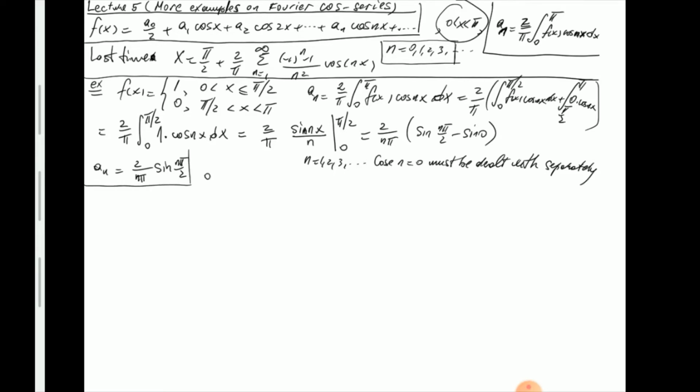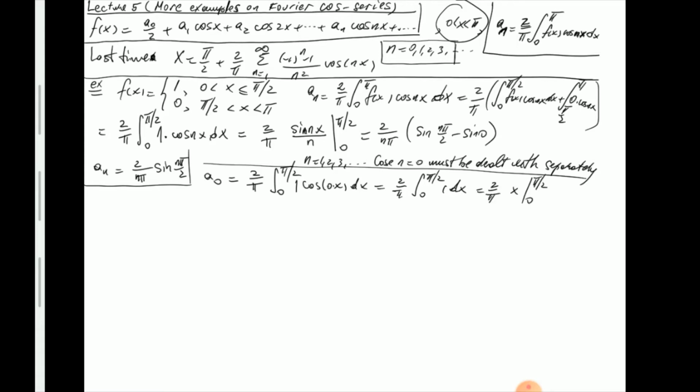So we save this for later, and now a naught, going all the way back to the original formula, is 2 over pi, the integral from 0 to pi over 2, because between pi over 2 and pi the function is 0, of 1 times cosine of 0x, which is just 1, dx. So basically that's just the integral of 1 dx between 0 and pi over 2. The antiderivative is x, and if I plug in pi over 2, I get 2 over pi times pi over 2, which gives me 1.